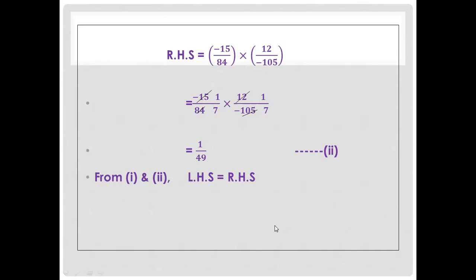Today we studied two properties and one concept. One concept is ascending order, how to arrange rational numbers in ascending order. Then how to apply the commutative property of addition on rational numbers and how to apply the commutative property of multiplication on rational numbers. So I hope you will understand it, and the remaining part, the homework, I'll mention here.